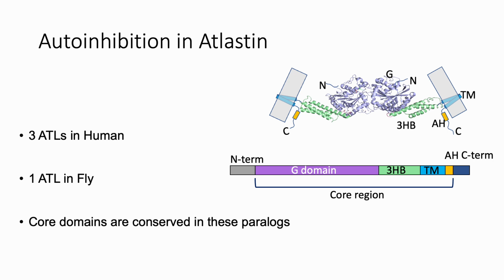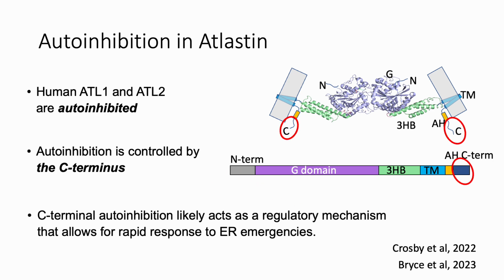Humans have three atlastin paralogs, while there is only one in fly. The core domains are conserved across all of these homologs. In human ATL1 and ATL2, autoinhibition can inhibit membrane fusion. This autoinhibition is controlled by exons in the C-terminus. C-terminal autoinhibition likely acts as a regulatory mechanism that allows for rapid response to ER emergencies.